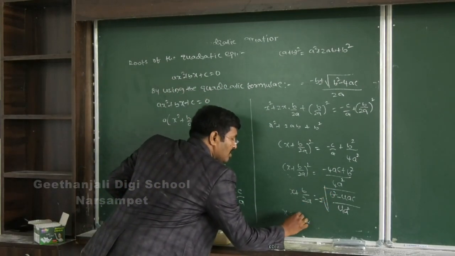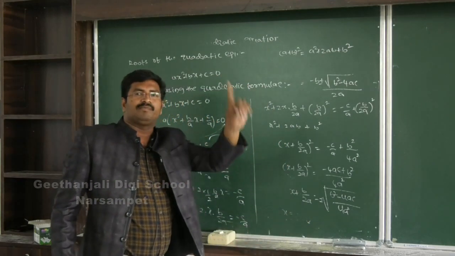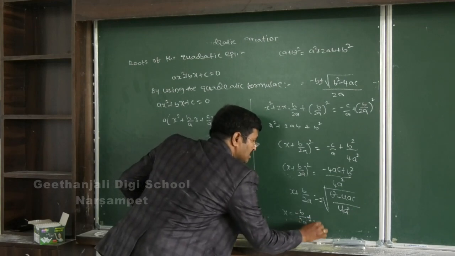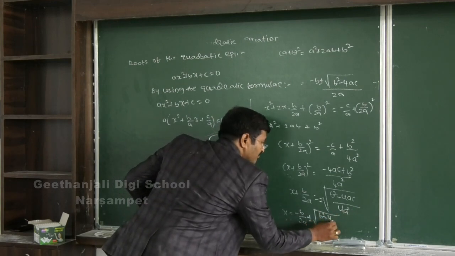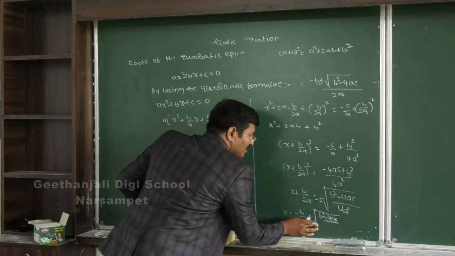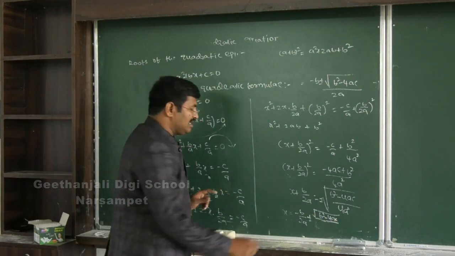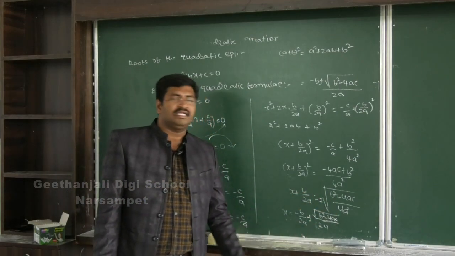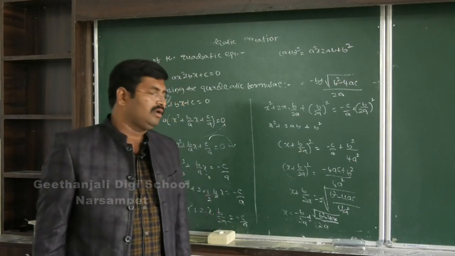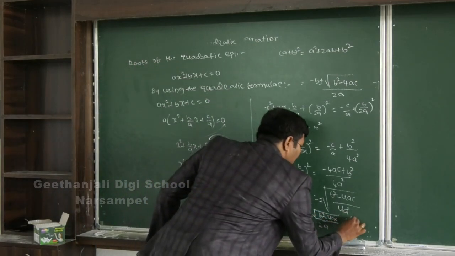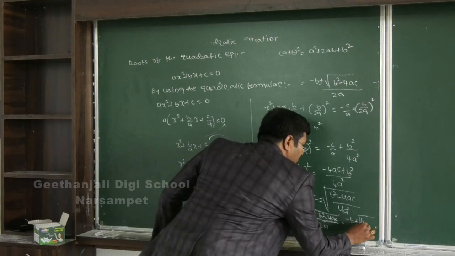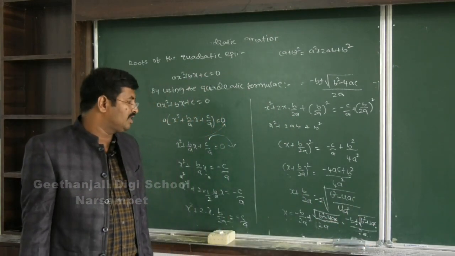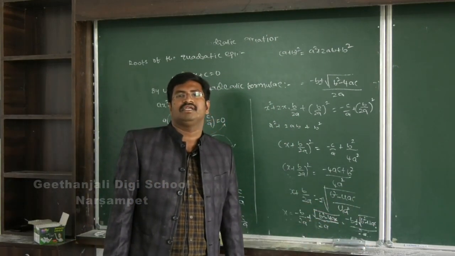Then x is equal to, transposing b by 2a to the right side, minus b by 2a plus or minus root of b square minus 4ac by, taking the perfect square of the denominator, 2a. Now take the LCM: x is equal to minus b plus or minus under root of b square minus 4ac by 2a, that is, minus b by 2a plus or minus root of b square minus 4ac by 2a.